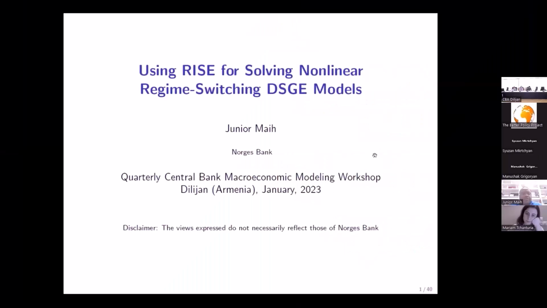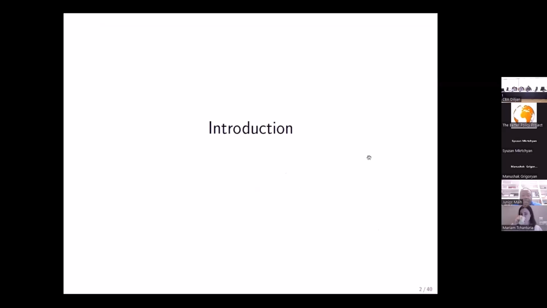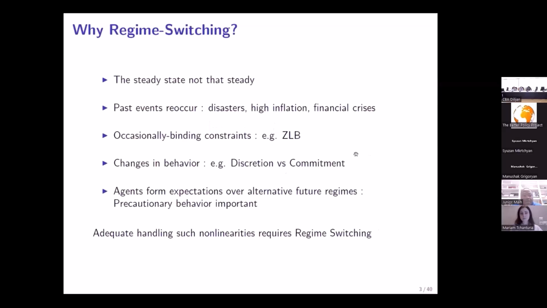Yes, so the title of my presentation is Using RISE for Solving Nonlinear Regime Switching DSGE Models. I'd like to introduce by asking a question: why regime switching? Well, the steady state is not steady. We keep writing models with constant parameters, and we keep chopping our data sets, hoping that the world will stabilize. This is not the case.